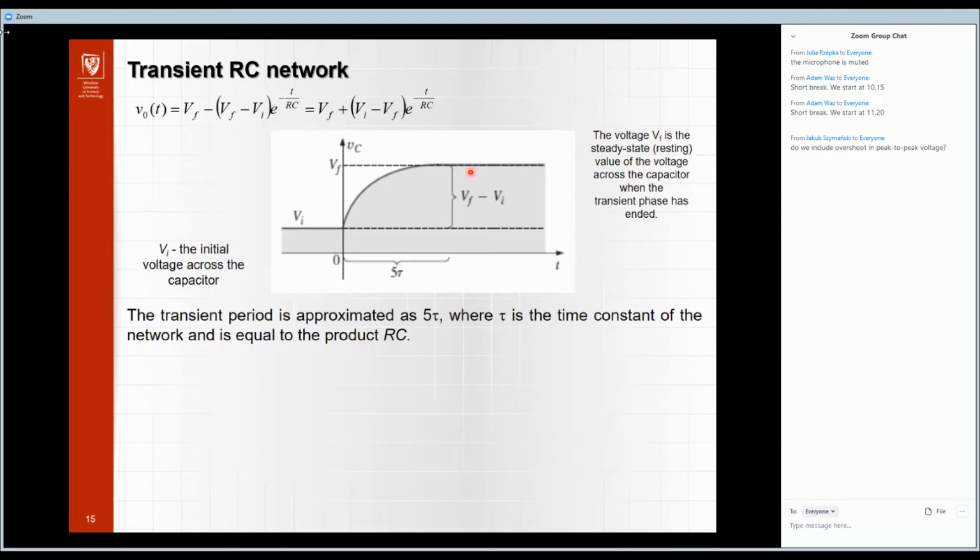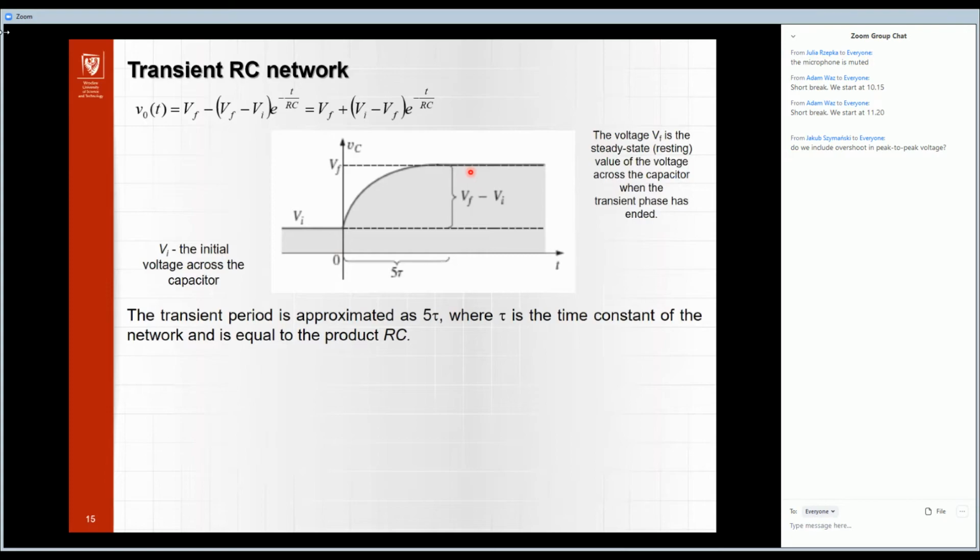Okay, but when? The question is when. Because of course in theory, after time equal infinity, the voltage across the capacitor will reach the same value, but for the transient period, in practice we can assume that after 5 tau, where tau is the time constant of the network, we obtain this steady state.